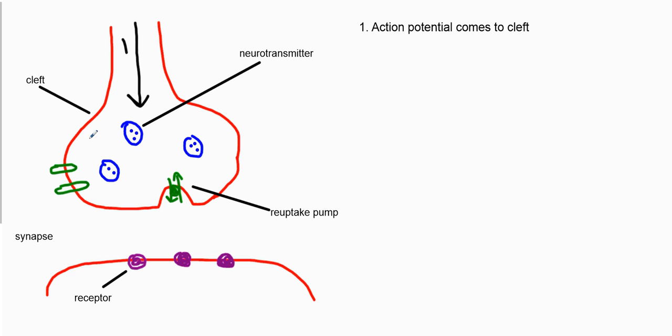So here comes the action potential down the line. So that was step number one, yeah? When it gets down to the synaptic cleft, what happens then is it causes a gate to open up here. And that gate there is only made for calcium.